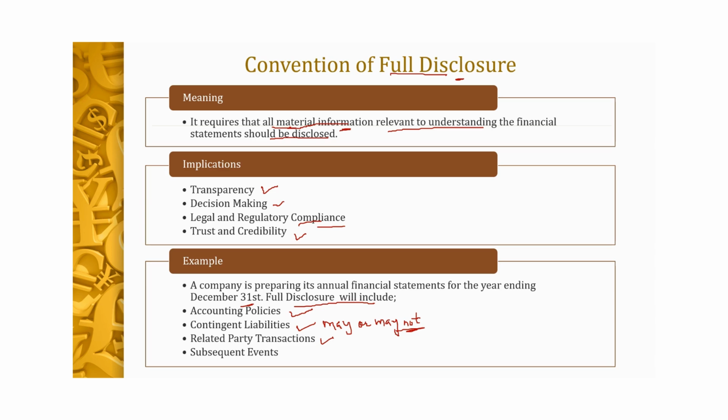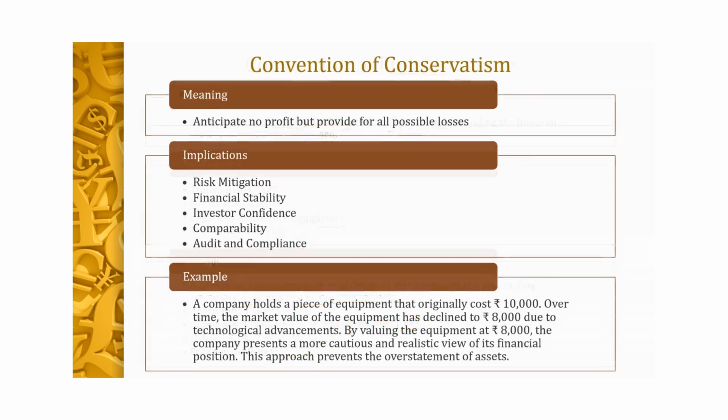And the last one is subsequent events. Subsequent events means that we have to disclose the events which, like for example, adjusting events, that certainly happen in the coming future which have affected our financial statements, that is to be disclosed in our financial statements. The effect for those transactions is to be considered in our financial statements. So this is what the convention of full disclosure says.